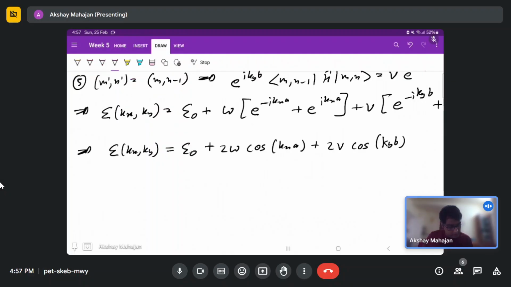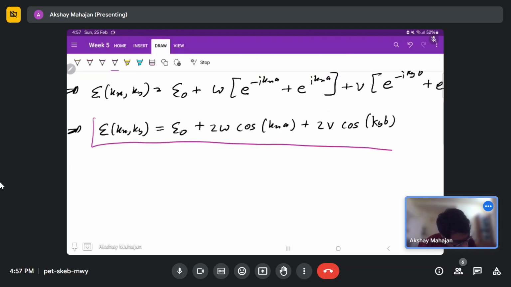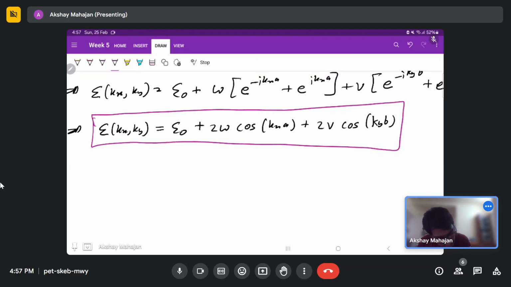Alright, so this is going to be our answer for the energy dispersion. Then the other thing it asked us is what is the relation between W and V.